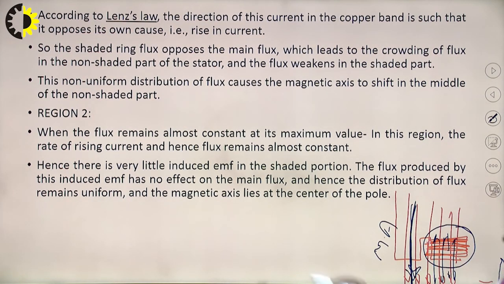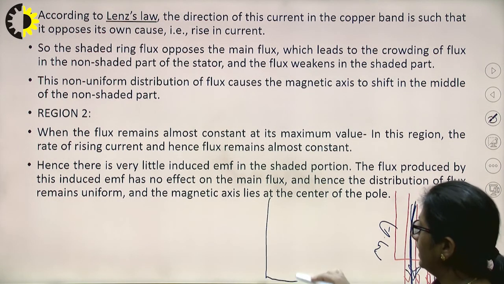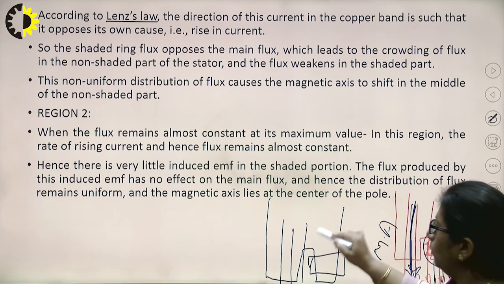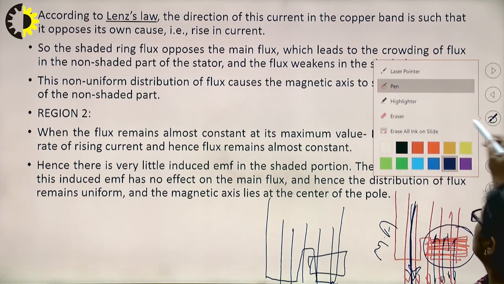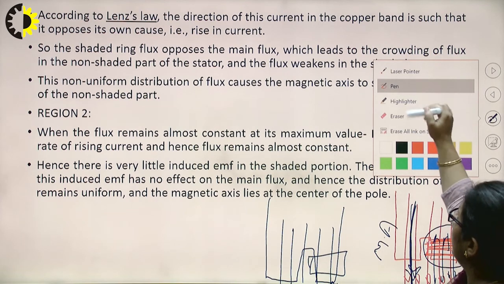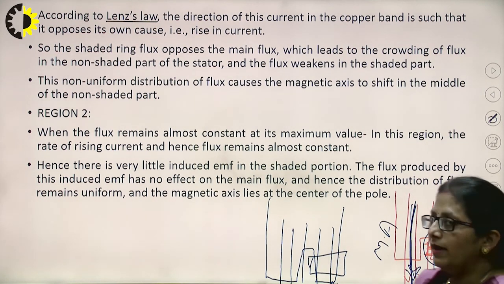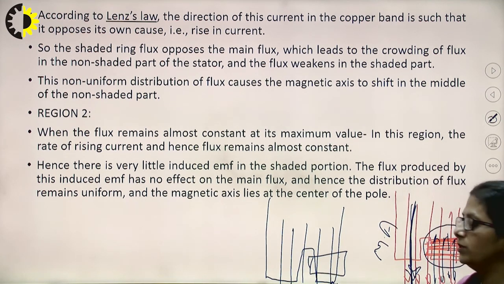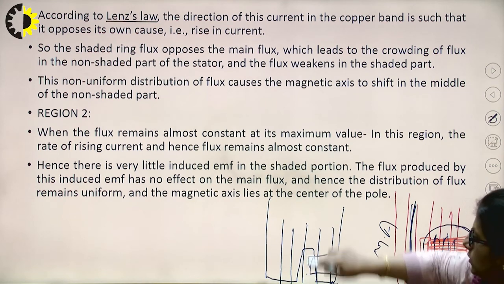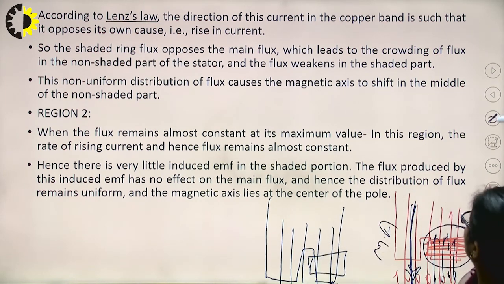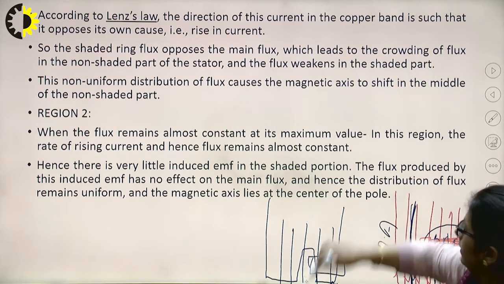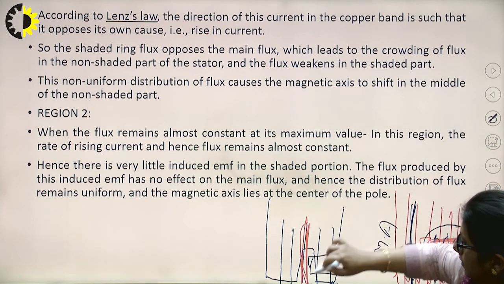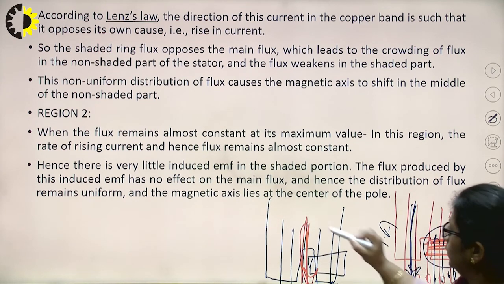So at instant 2, what is going to happen? Once again, if this is the copper band, the main flux is downward and there is no flux produced by the copper band. The copper band is not producing any flux because there is no rate of change of flux. So I'll be having a normal distribution of flux. So the magnetic axis will lie exactly at the center, right? So this is for region 1, this is for region 2.